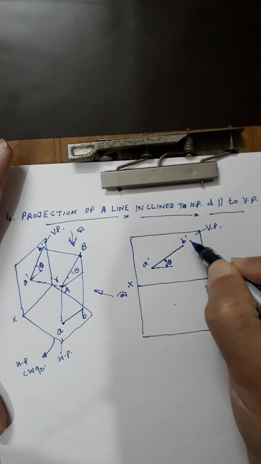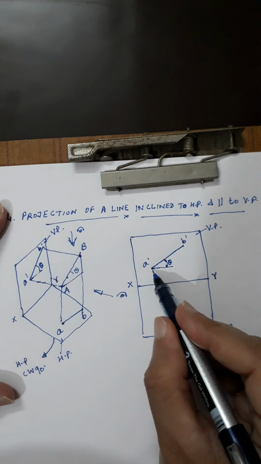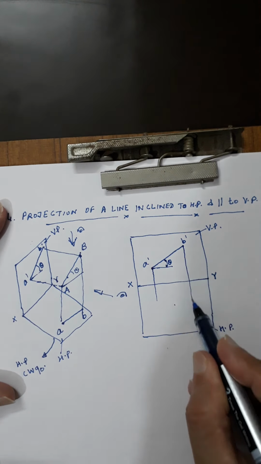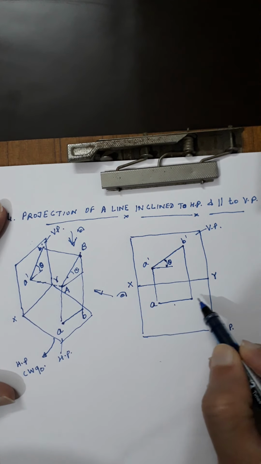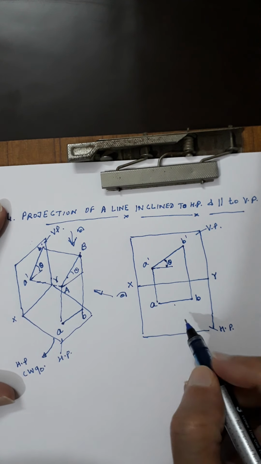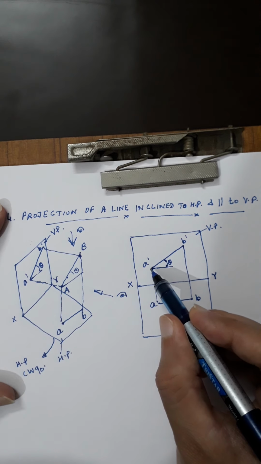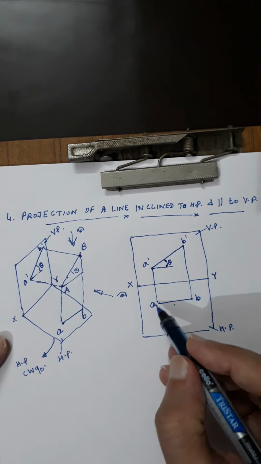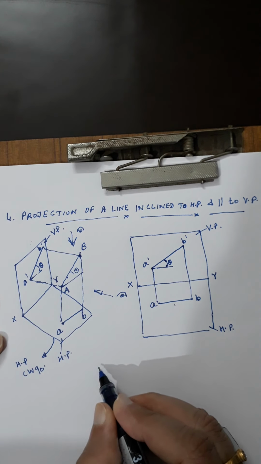Whatever length is given, I will give you the statement then, and in the top view it will be a straight line, but it will be foreshortened. So this is the top view. Because it is parallel to VP, the line will be parallel to the XY line. So this is the top view AB, and this is the front view A dash B dash. Now how to draw this on your sheet? First I will write down the statement, then I will draw it.